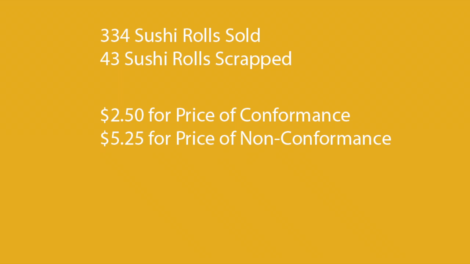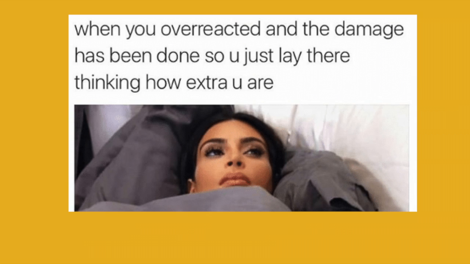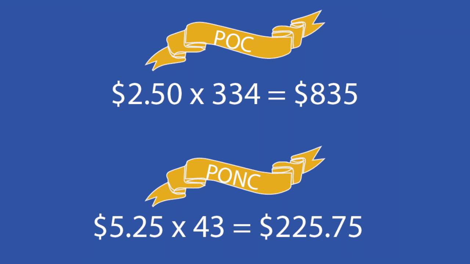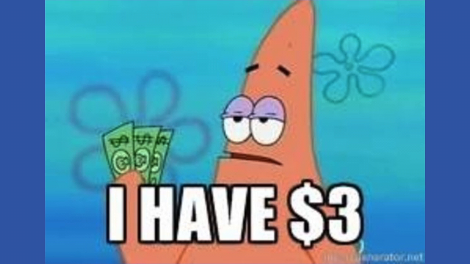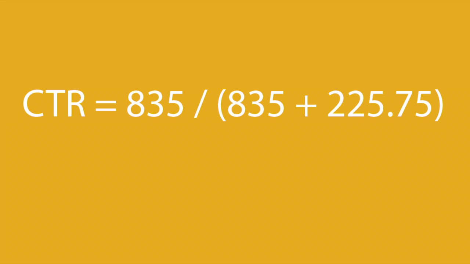The price of non-conformance was calculated to be $5.25. This is the cost that occurs when you have to do things over again. To find our POC, we multiplied our PC by the number of sushi sold. To find our PONC, we multiplied our PNC by the number of sushi rolls scrapped. Then, to find our CTR, we divided our POC by the POC added to the PONC.